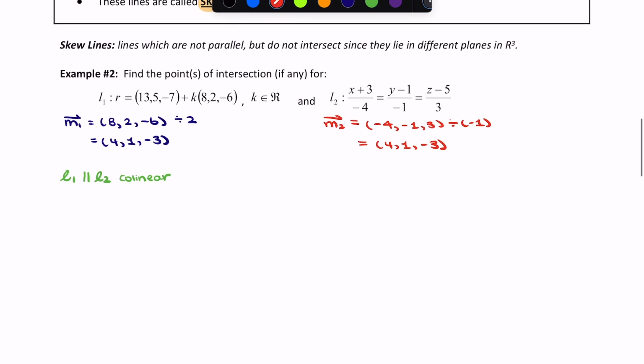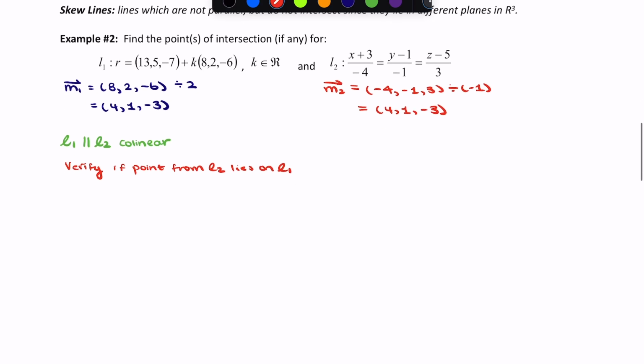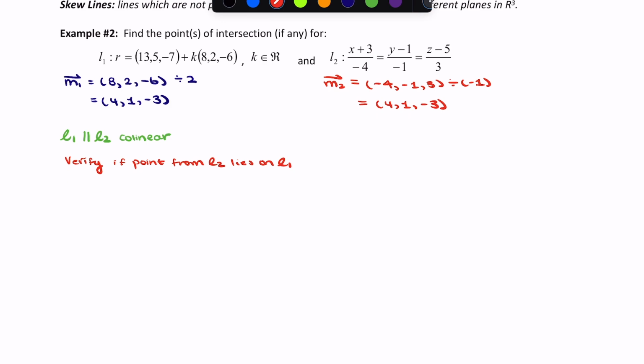And so what we'll do now is we will verify if a point from line 2 is on line 1. So here the point then from line 2 will be -3, 1, and 5. So here we have point -3, 1, and 5.